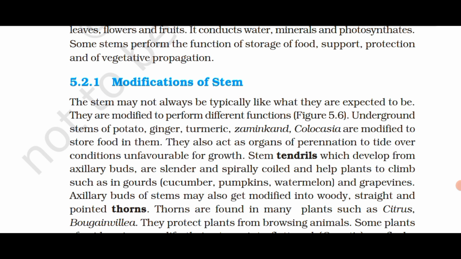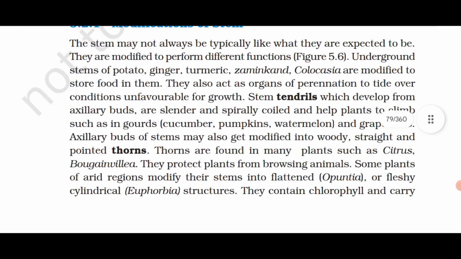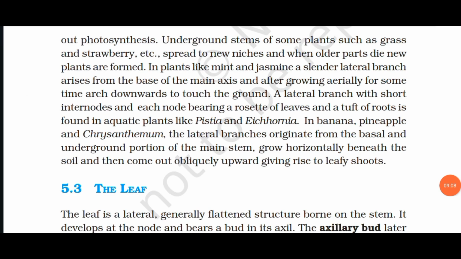Axillary buds of stems may also get modified into woody, straight, and pointed thorns. Thorns are found in many plants such as citrus, bougainvillea. They protect plants from browsing animals. Some plants of arid regions modified their stems into flattened Opuntia or fleshy cylindrical Euphorbia structures. They contain chlorophyll and carry out photosynthesis.